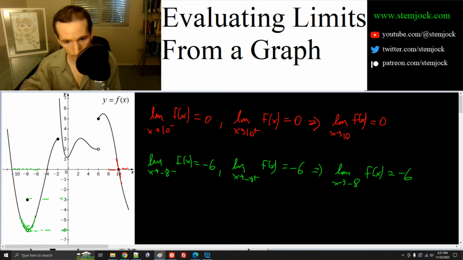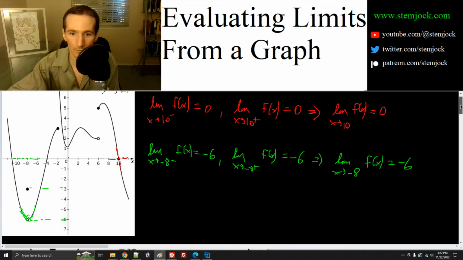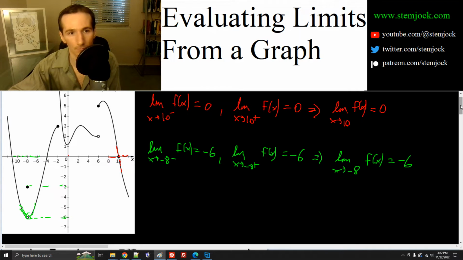So even though there's a hole here, even though the function itself is -3 at x equals -8, the limit only tells you what the function approaches at that value of x. That's important to keep in mind, because some functions are undefined at certain values of x, but we're still interested to know what the function approaches near that value. So that's where the limit is important.